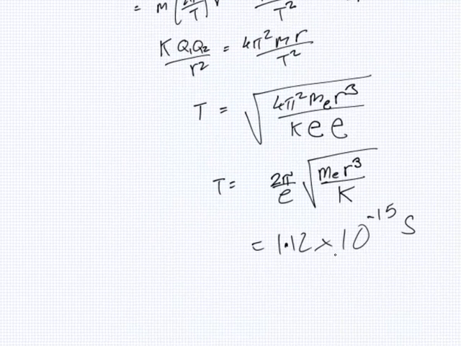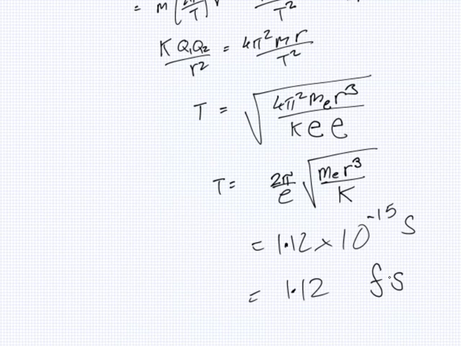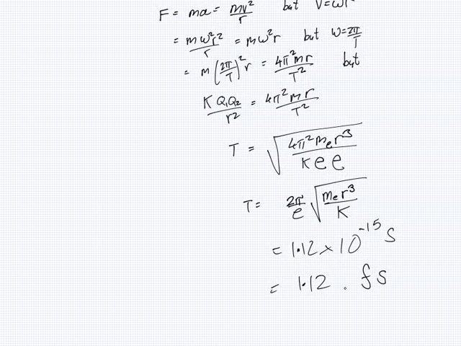Let me think now. 6 is micro, 9 is nano, 12 is pico, so 15 is femto? Is this 1.12 femtoseconds? I think it's 10 to the minus 15, femtoseconds. Does anyone know for certain? Yeah, that's fine.